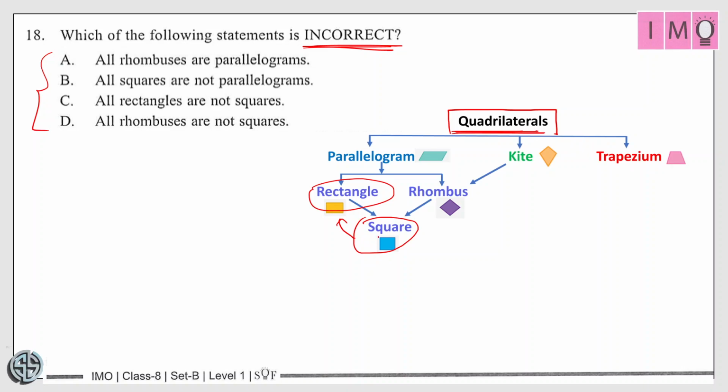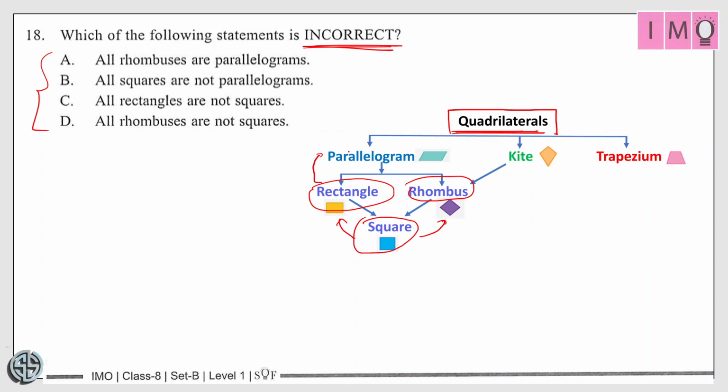Sorry, square is coming below the rectangle, and also you can write all squares are rhombuses. Why? Because square is below the rhombus, so you can write like that. You can also write all rectangles are parallelograms. Why? Because rectangles are below parallelogram. You can write all rhombuses are parallelograms. You can write like that.